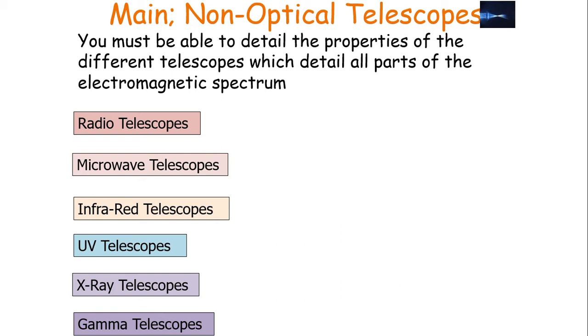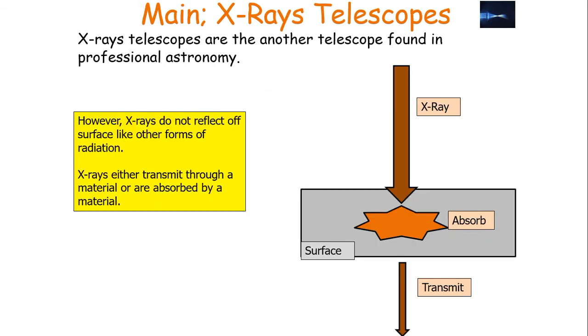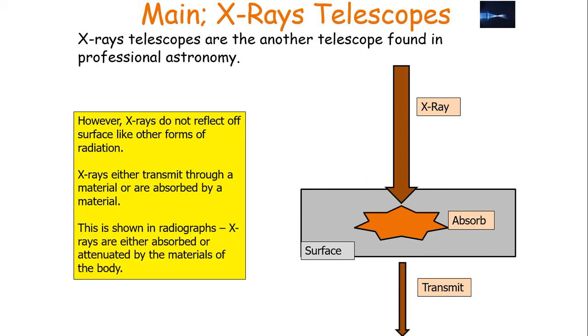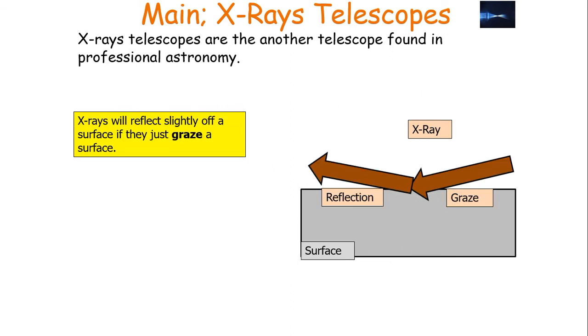Now, the next telescopes we're going to look at are X-ray telescopes. Now, X-ray telescopes do not work like optical telescopes because X-rays do not reflect off radiation like other forms of radiation. X-rays either transmit through a material or are absorbed by a material. This is shown in radiographs or X-rays. The X-rays are either absorbed or they're attenuated by the materials of the body, forming that X-ray image.